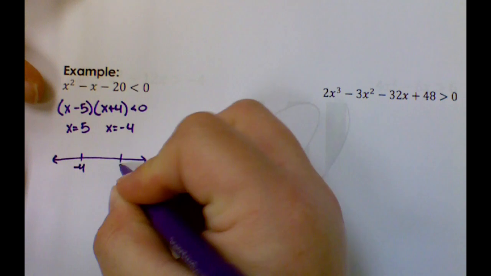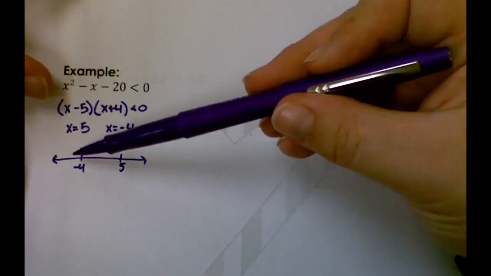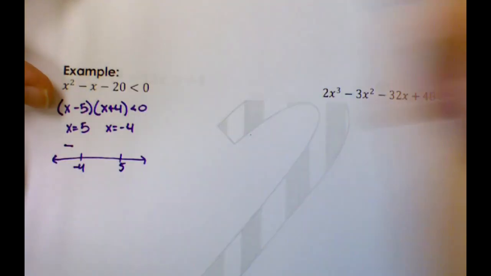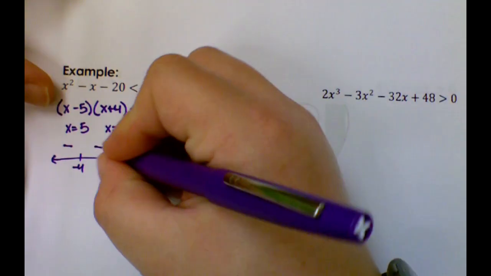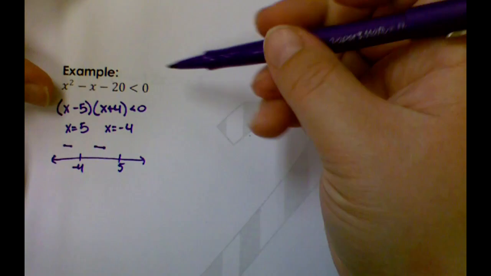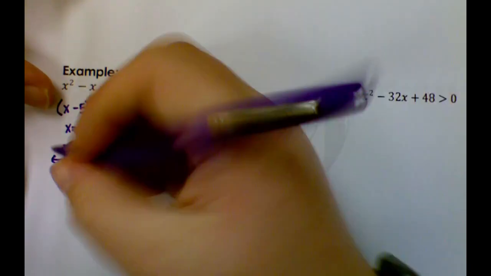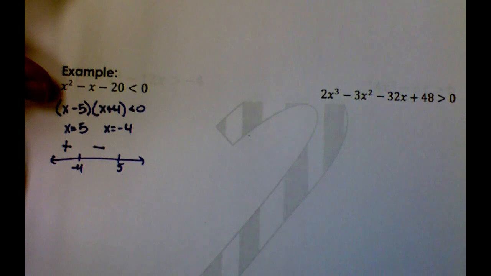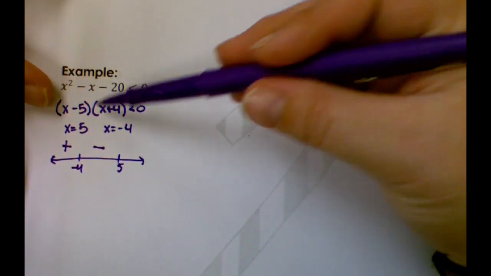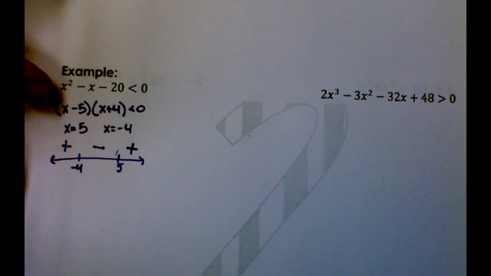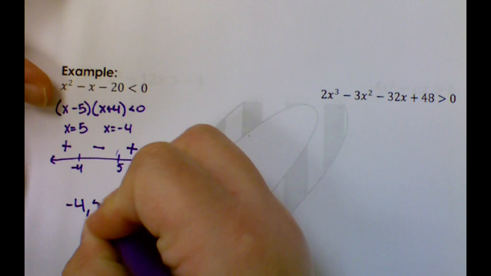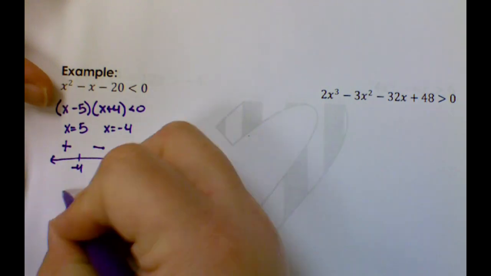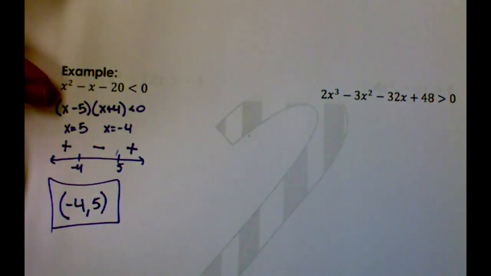Negative 4, 5. Something smaller than negative 4, I'm going to have a positive. Something between negative 4 and 5, I'm going to have a negative. Did my math wrong here, I got a positive earlier. Sorry, I keep flip-flopping that. And then something bigger than 5, I'm going to have a positive. I'm looking for less than 0, so that means it is between negative 4 and 5. Strictly less than, so I use parentheses for my answer.